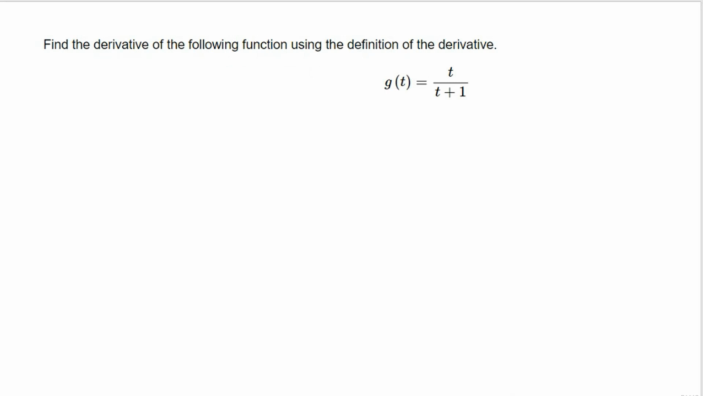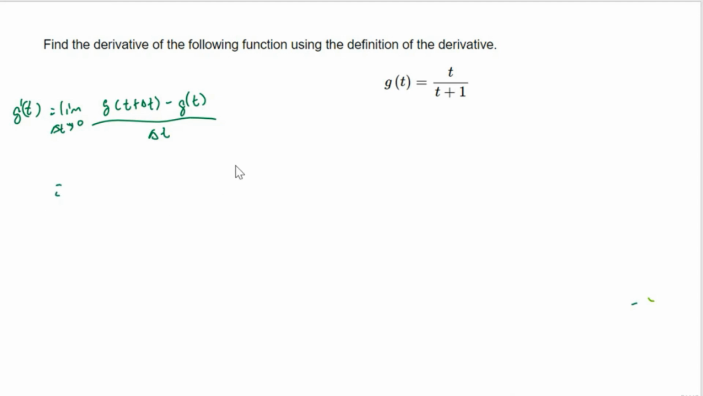Okay, so next example, we have g of t is equal to t over t plus 1. We are still asked here to solve using the definition of the derivative. So for this problem, g of t is equal to t over t plus 1. We will write first our formula. g prime of t is equal to the limit of g of t plus delta t minus g of t, all over delta t, as delta t approaches 0.